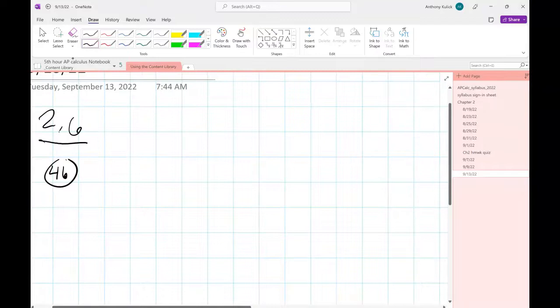Okay. So this says find the horizontal and vertical asymptotes of each curve. If you have a graphing device, check your work by graphing the curve and estimating the asymptotes.